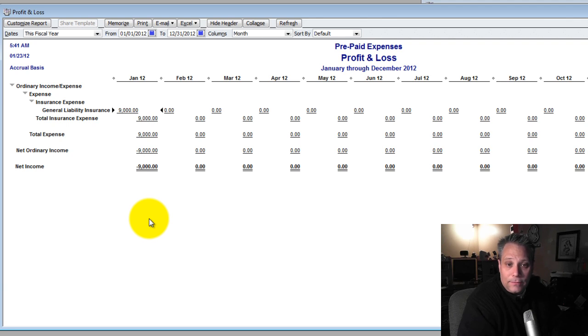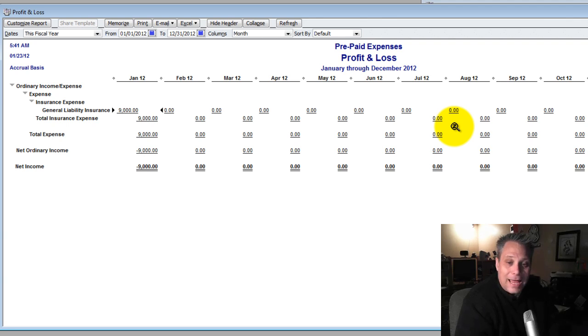Isn't it true that I have the benefit of being covered under this insurance policy for every month throughout the year? So doesn't it make more sense if I spread the expense evenly throughout the year? That would be more accurately stated. It would be more consistent with the accounting principle that we have called matching. It means that we match up an expense in its given period with that period's revenue. That's why we do accrual basis reporting, especially for analysis purposes.